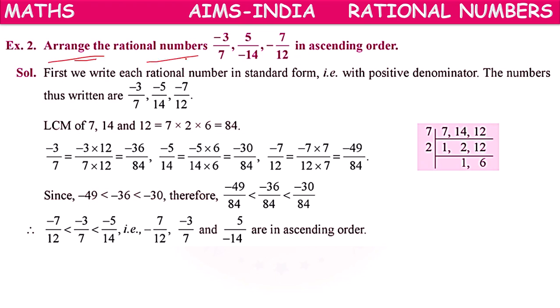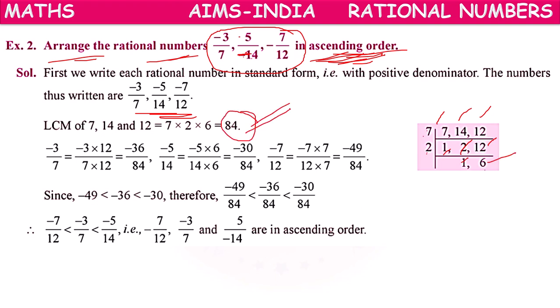Next, arrange rational numbers in ascending order. We have to arrange 3 rational numbers in ascending order. This second one, minus is there, or simply we can send it up. Minus 5 by 14. 7, 14, 12. 12 is not divisible by 2 in one step, 2 1 times, 6 times. 7 2 times 14, 14 6 times 84. 84 is the LCM. Okay.